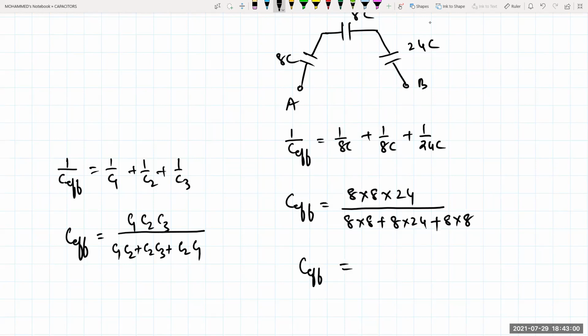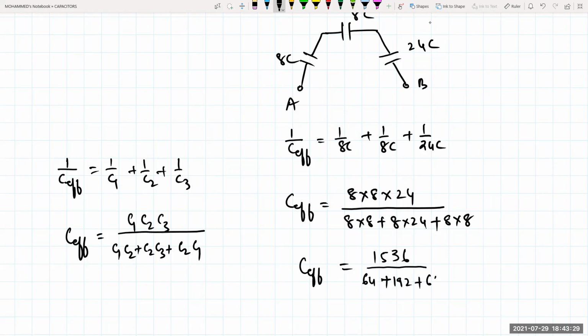8 8 is 64. 64 into 24, I got this one as 1536. 8 8 is 64. Now plus 192.